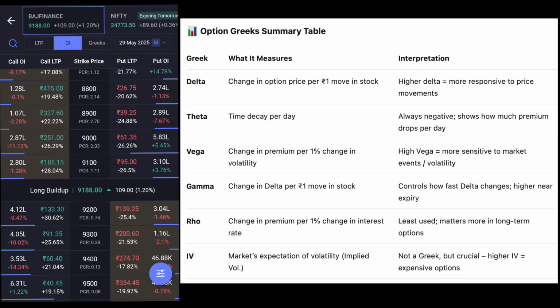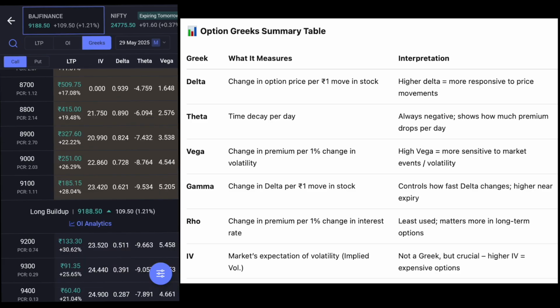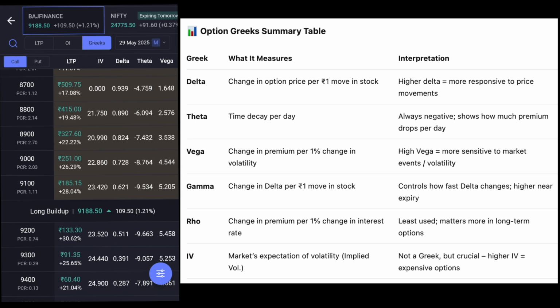So now let's talk about the option Greeks. These are the values that tell us how the option premium moves. For example, in the same broker platform, I can see the option Greeks. First we have the delta. This tells me how much my option price will change when the actual stock, Bajaj Finance, moves by 1 rupee. So if delta is 0.89 and Bajaj Finance goes up by 1 rupee, my option will also increase by 0.89. It will not go up by 1 rupee but only by 0.89.